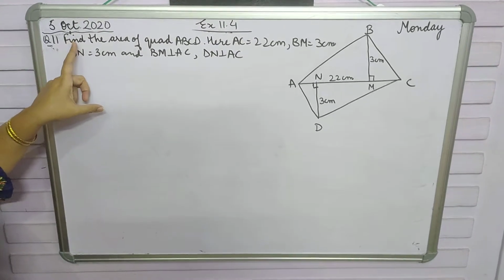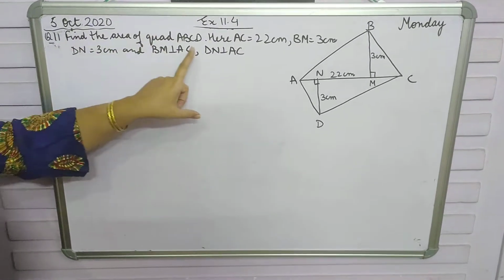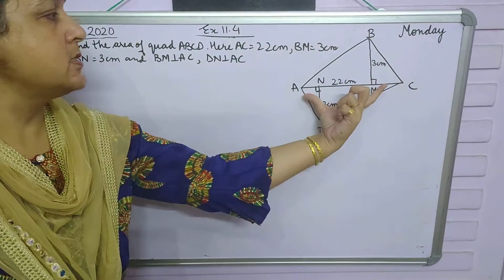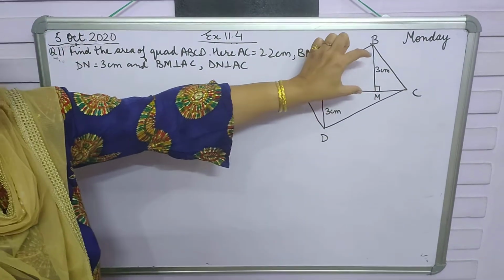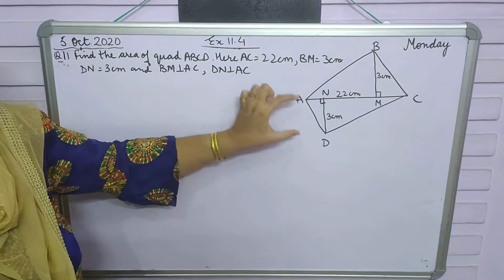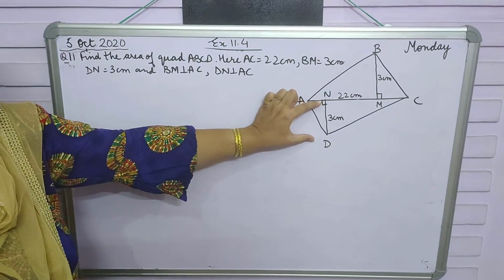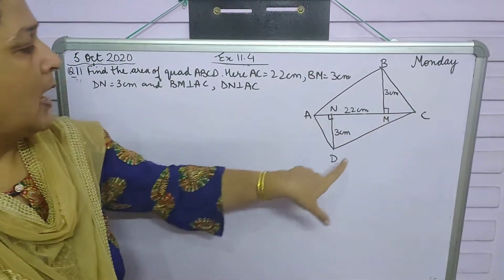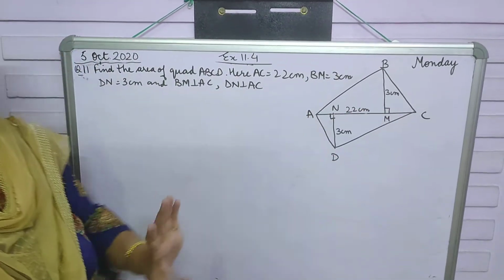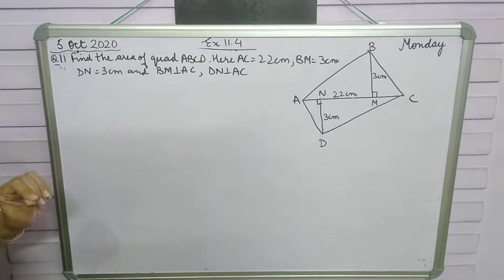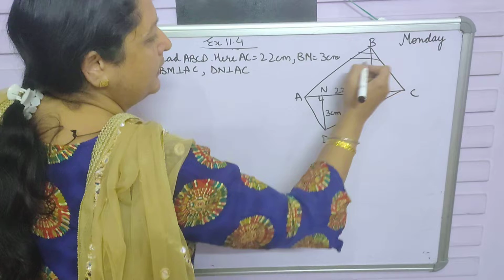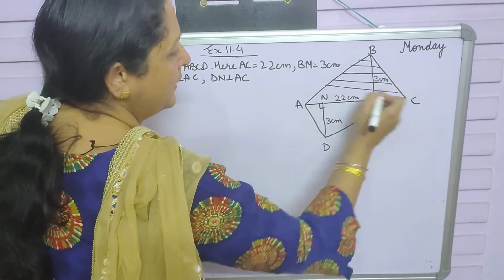Question number 11. Find the area of quadrilateral ABCD. Here AC is 22 centimeter, BM is 3 centimeter and DN is also 3 centimeter. Now BM is perpendicular to AC and DN is perpendicular to AC. Now how are we going to find the area of quadrilateral ABCD? First I am finding the area of this triangle.